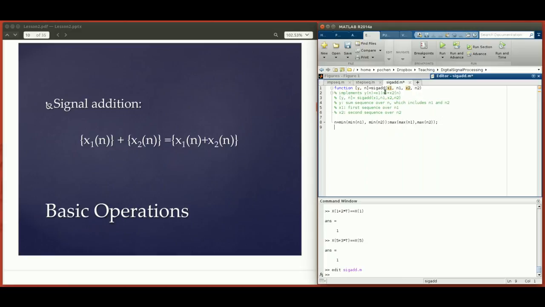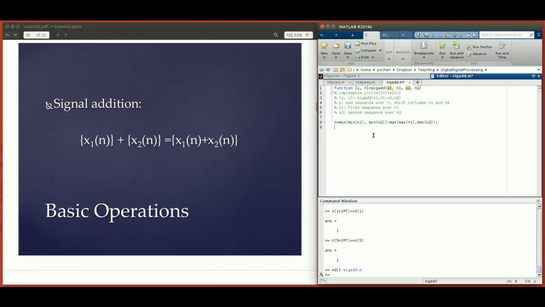Now, the length of n could be longer than n1 or n2. It could be longer than any one of them. But x1 is going to have a length that's equal to n1, and x2 is going to have a length that's equal to n2. So basically, we have to extend the amplitudes of x1 and x2 also. So we're going to have to extend the vectors x1 and x2 that represent the amplitudes of the two signals.